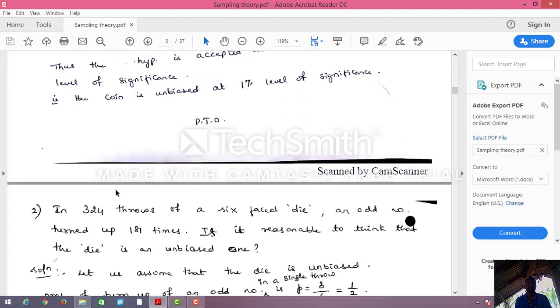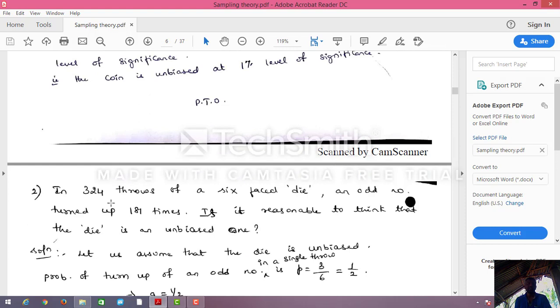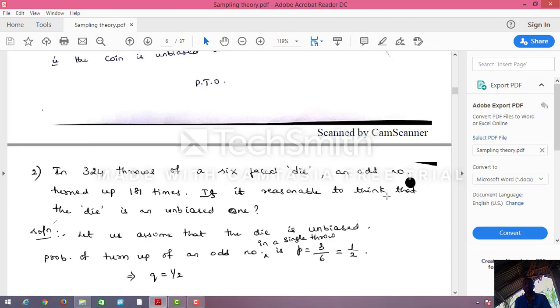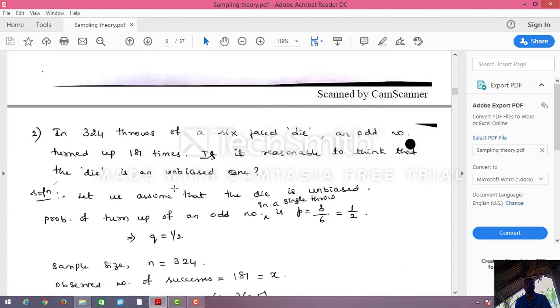Next, one more problem you will see. In 324 throws of a 6-faced die, an odd number turned up 181 times. Is it reasonable to think that the die is an unbiased one? See, a die has 6 faces. We know that in 324 throws of a 6-faced die, an odd number turned up 181 times. Now let us assume that the die is unbiased.